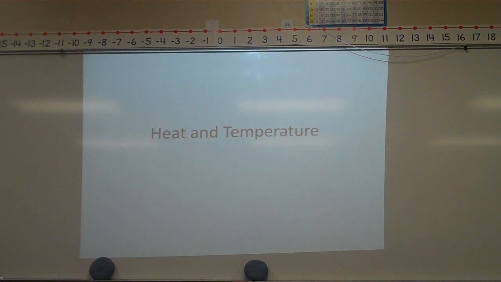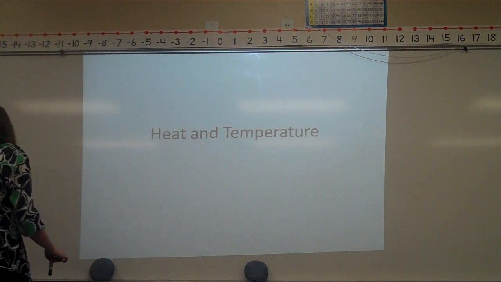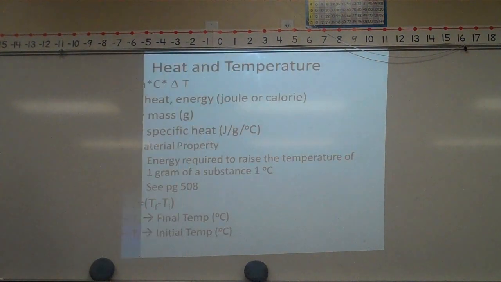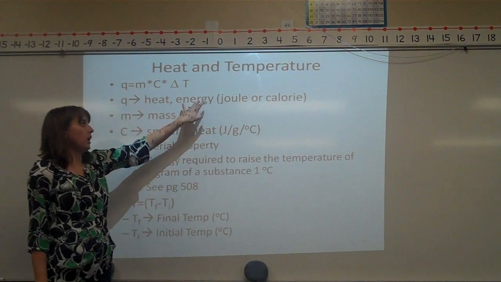This next section is about heat and temperature. For this section, we're going to be using one main equation. That equation is Q equals M times C times delta T. Equation right here. Q is going to be your heat or energy.